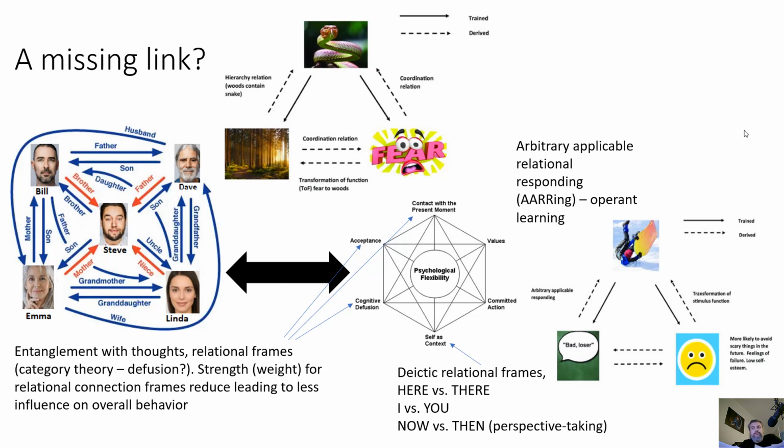It's less clear how cognitive diffusion, acceptance, and contact with the present moment comes through, as well as values and committed action. Now, I would have thought that it has to do with entanglement of thoughts, but I'd like to do further research and explore potential strengths of relations within the relational network, and actually create maybe weights on those relations. And the stronger the weight is, the greater effect that those weights, those connections carry, and have an effect on overall behavior.